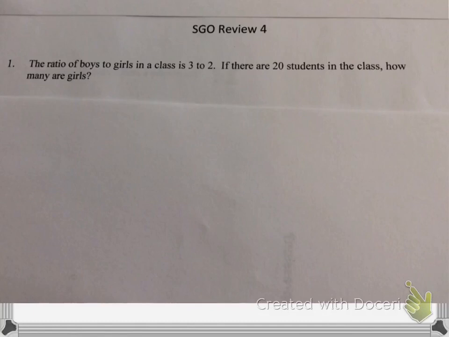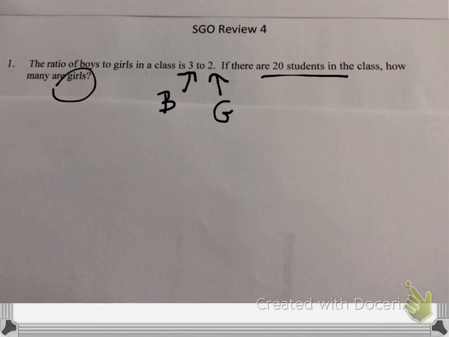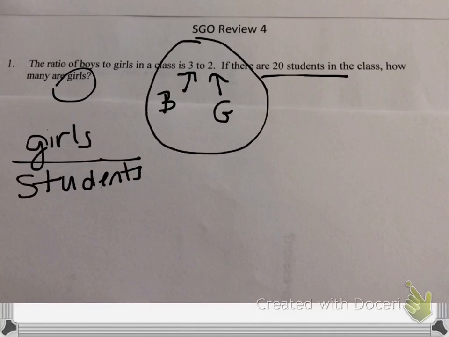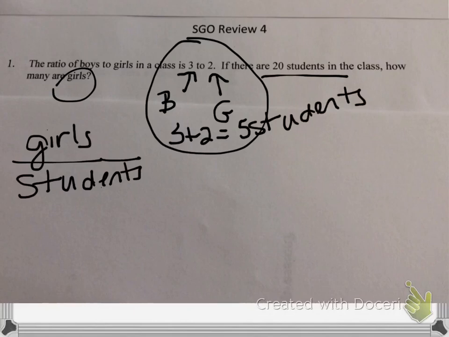Okay, next one. The ratio of boys to girls in class are 3:2. 3 represents the boys, and 2 represents the girls. If there are 20 students in the class, how many are girls? So we're looking for girls out of students. So that was our ratio in words, girls over students. So we need the boys' number, right, here, because if there's 3 boys and 2 girls, that would give me a total of 5 students. Okay, so we need to use that.